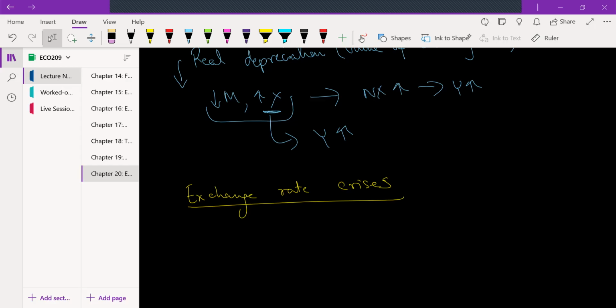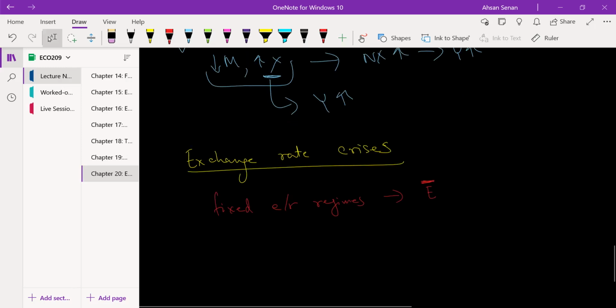Okay, now let's talk about some crises that might arise in countries that are following fixed exchange rate regimes. The government wants to hold this as constant. Okay, that's the plan. For whatever reason, we will discuss that later, but the government has decided that this is going to be the rate at which they exchange the domestic currency.